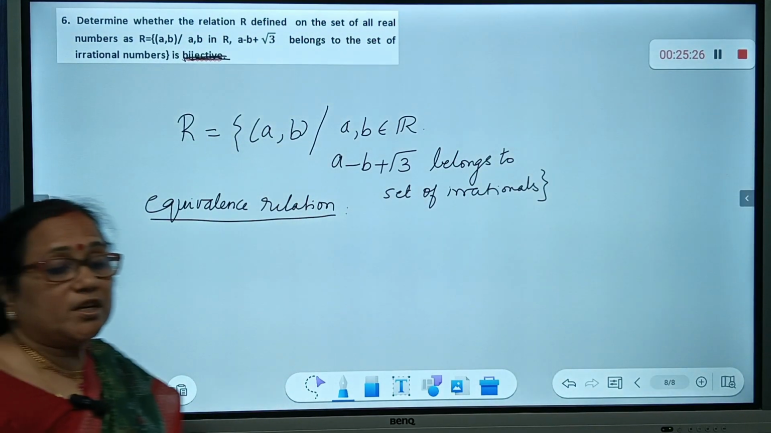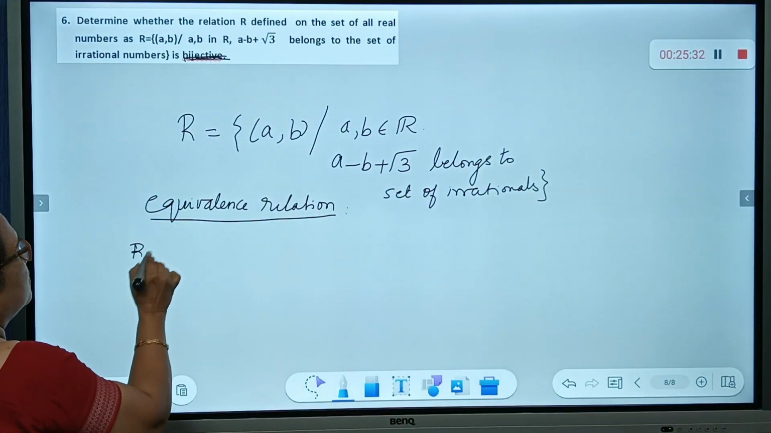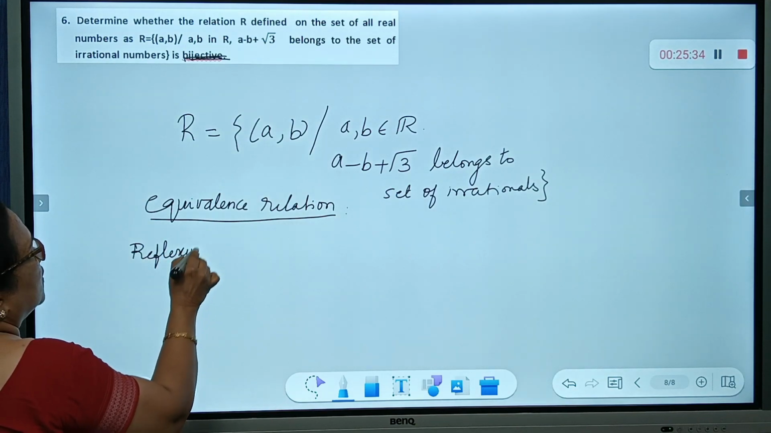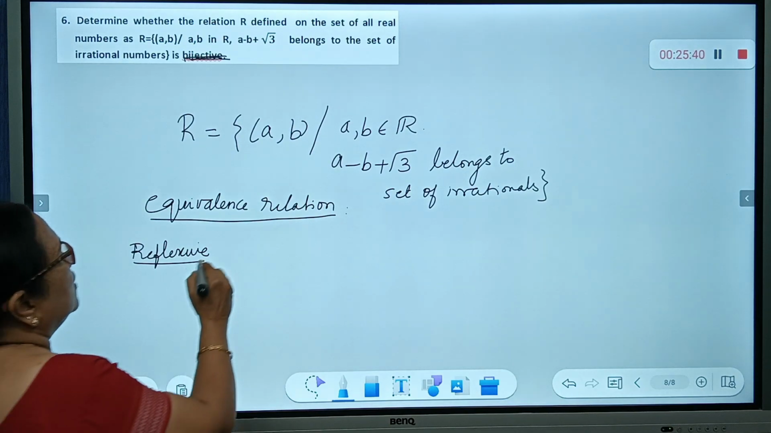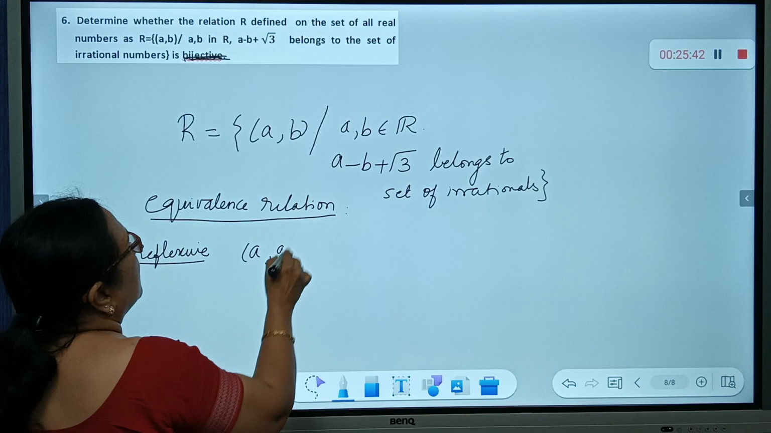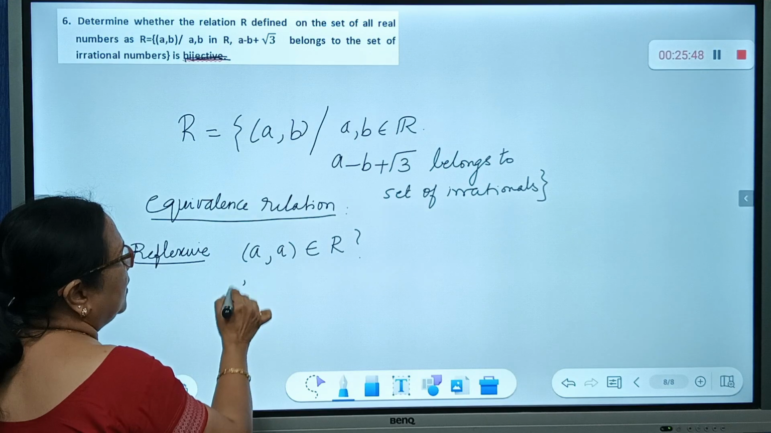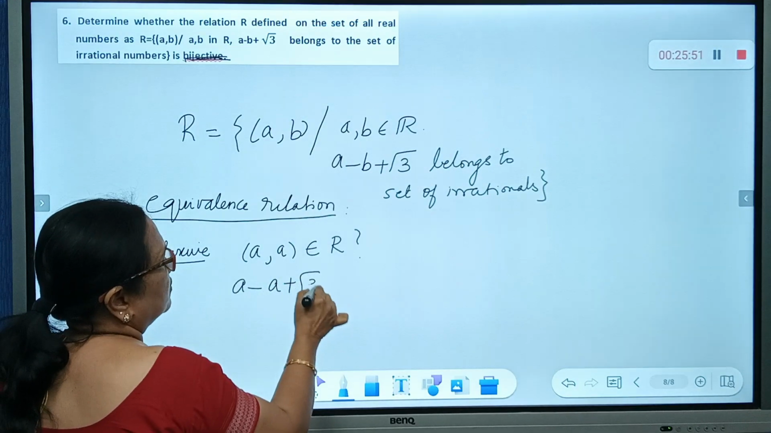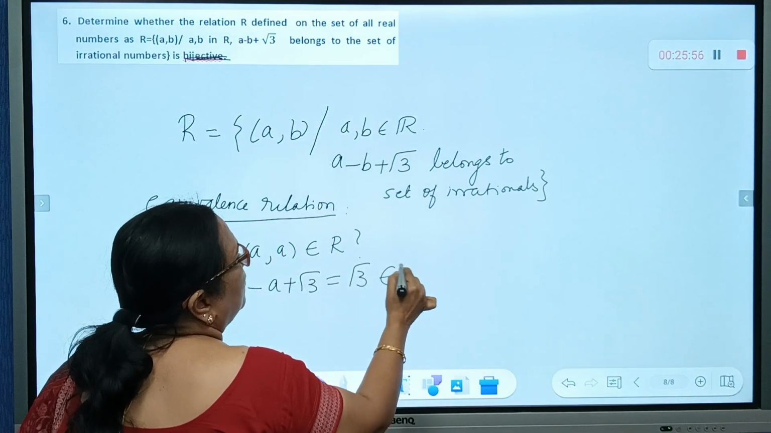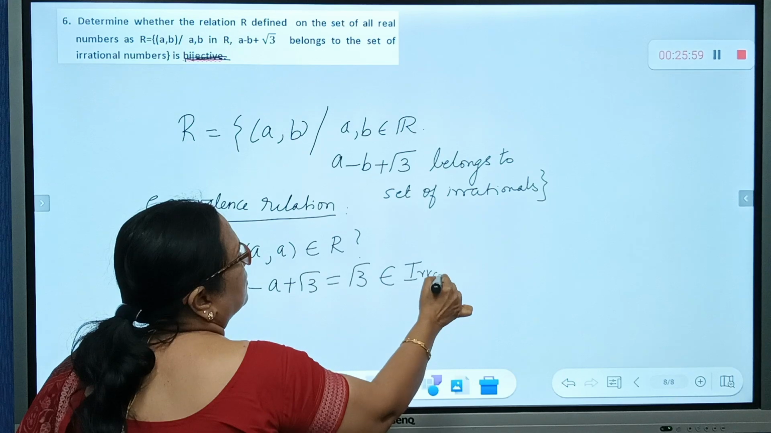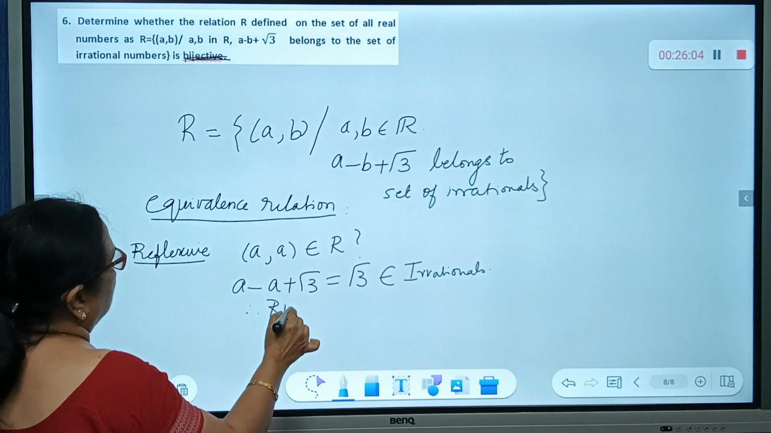So what are the things that you need to check to see whether a relation is an equivalence relation? First thing you have to check is whether it is reflexive. Reflexive means a should be related to a for every a in R. So, does a comma a belong to R? Is what we are asking. Now, how do you check that? a minus a plus root 3 is root 3, right? Which belongs to the set of irrationals. Therefore, R is reflexive.